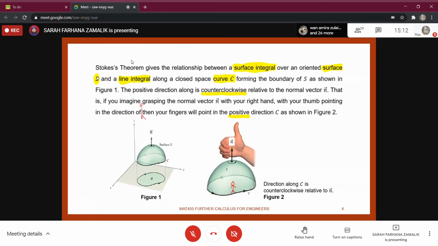So apa relationship dia kat sini? Kalau awak tengok gambar kat sini, yes, itulah relationship dia. Tak apa, nanti saya explain. How do you know how to apply your Stokes Theorem kat sini? So cuba tengok gambar yang dia bagi kat sini. Observe first what we have here.